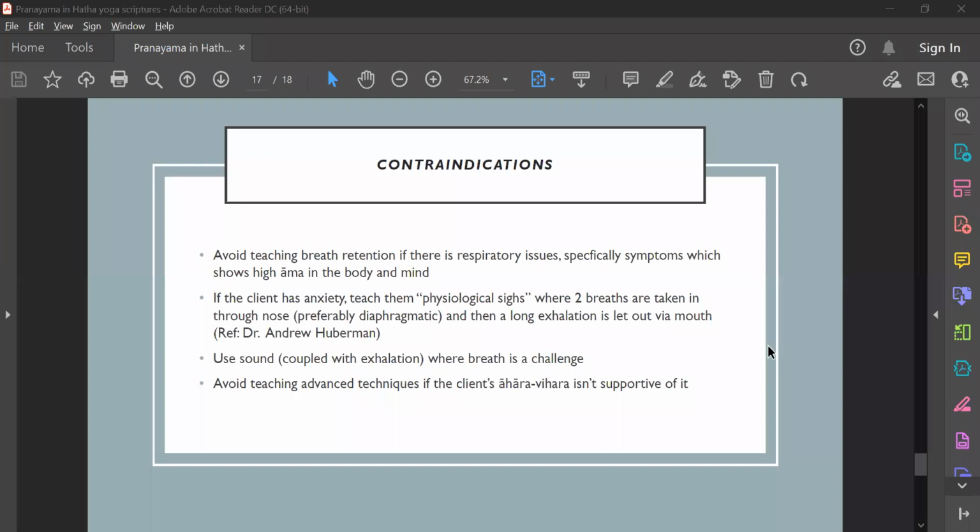So how many of you are using pranayama techniques for your clients? How many of you are suggesting techniques? Have you suggested any and have you seen results?